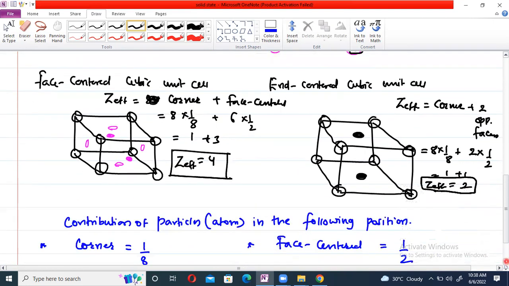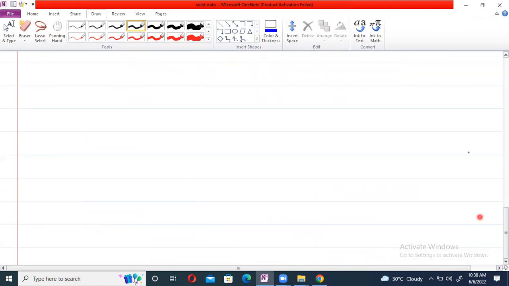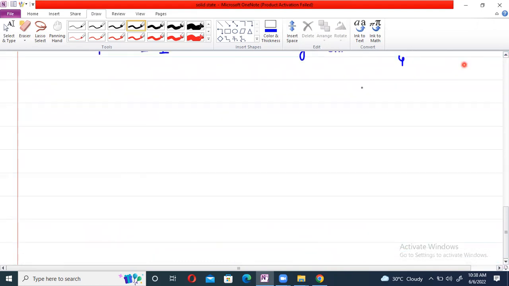Which one, beta? Z effective for the primitive, Z effective for the body centered, and Z effective for the face centered. Those two only they will ask. I repeat, beta. What they will ask? What is Z effective? It means total number of atoms present per unit cell for the different unit cells.